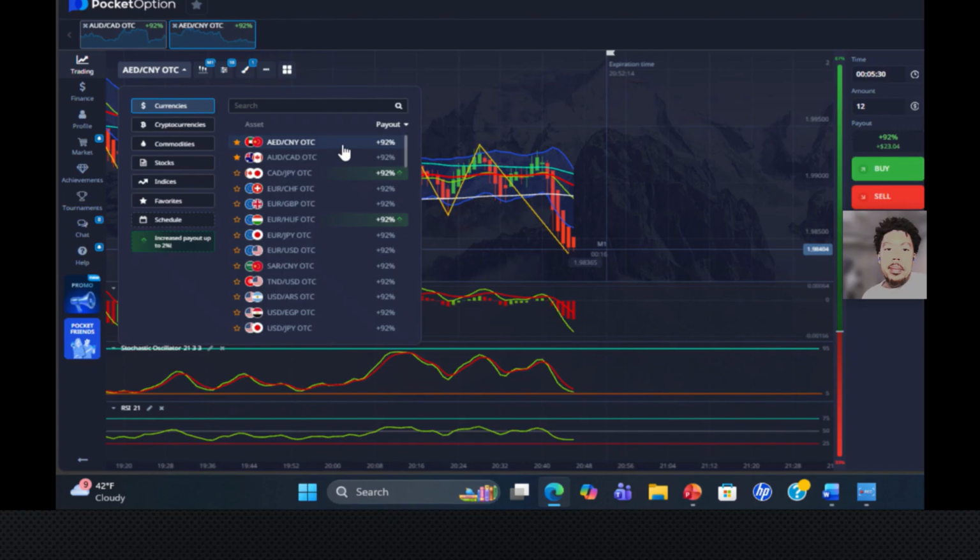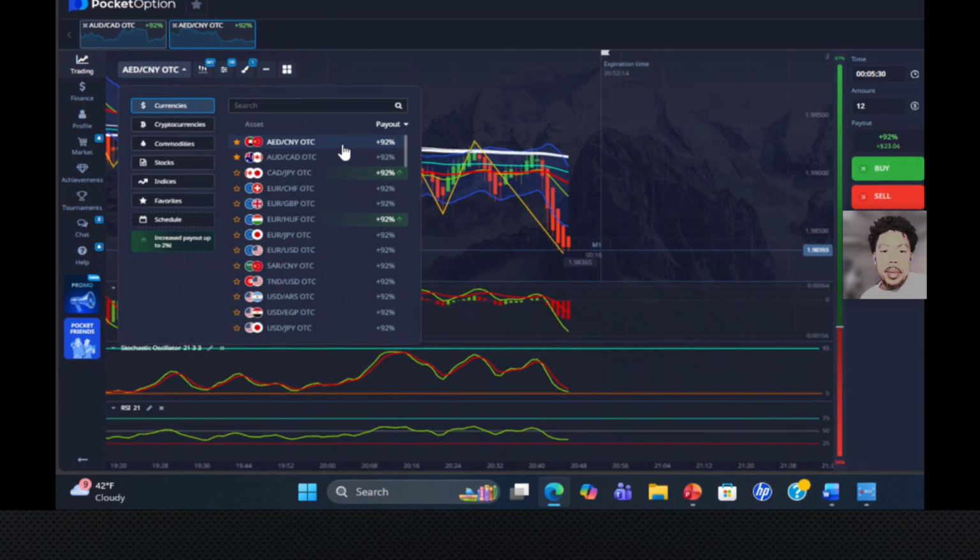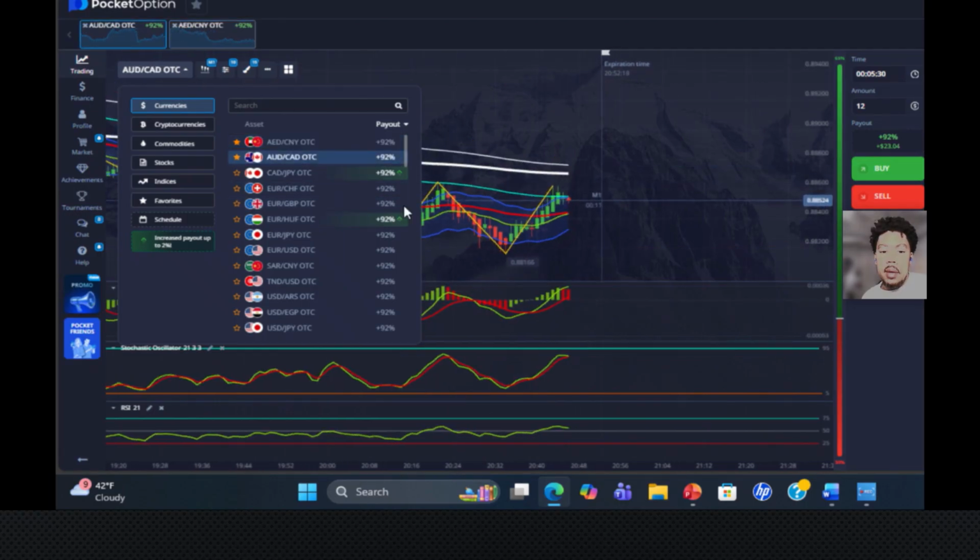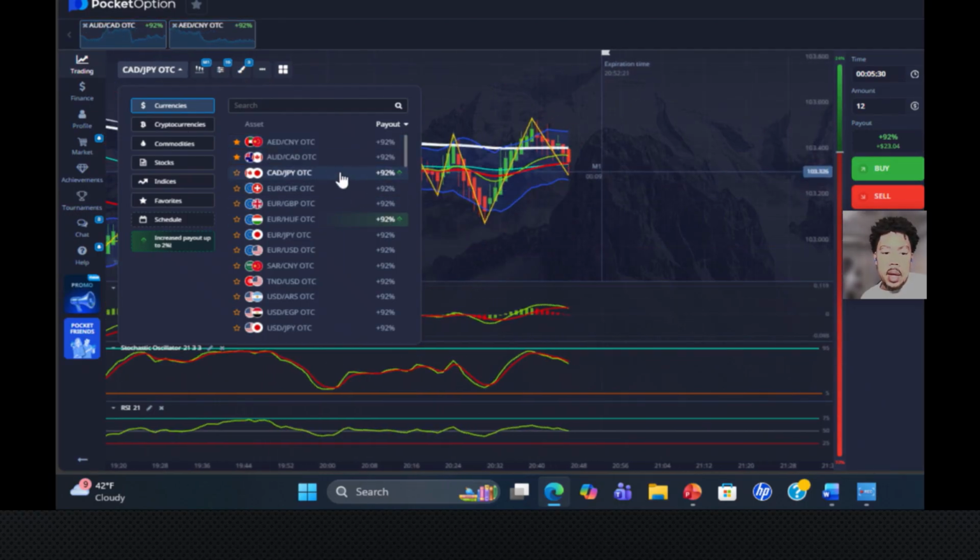All right, so I'm gonna go over a couple things as this is playing out here. This is kind of how I use the Keltner channel. Again, just pay attention to the time frame. This is a minute and a half.